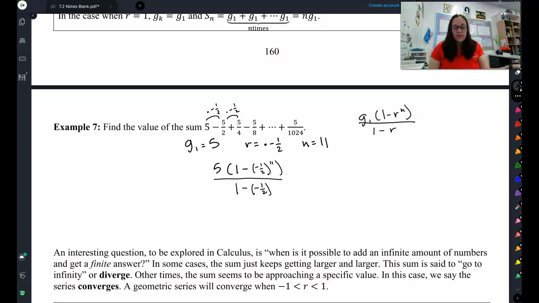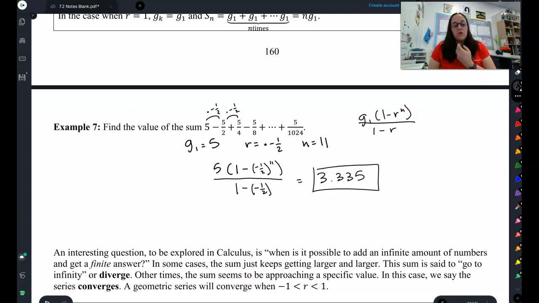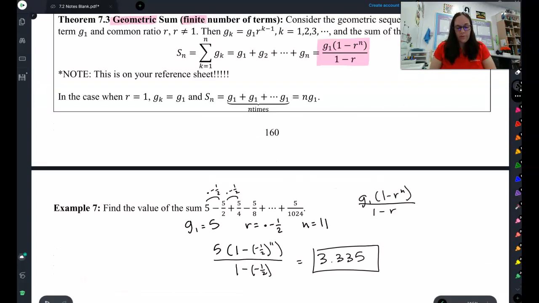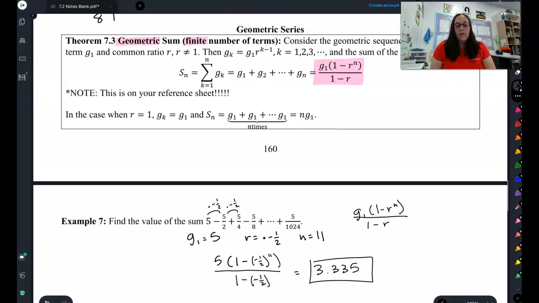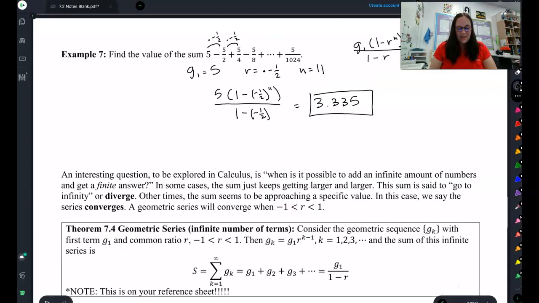And honestly, I would suggest just typing all of that into your calculator as is, to get an answer of 3.335. So if I were to take all these fractions and add them together, this is what they're all going to add to. Now, the second kind of geometric series we're going to talk about is an infinite geometric series.